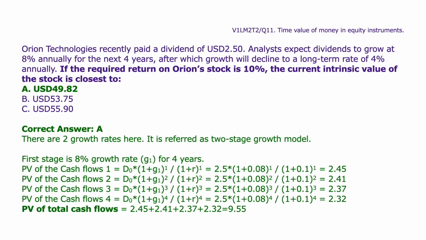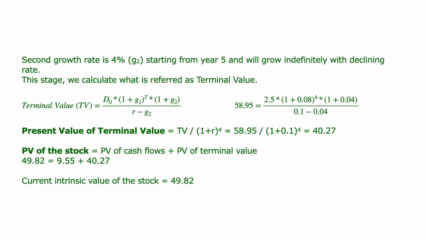First stage, get the present value of the cash flows. Second stage, get the present value of the cash flows if they grow indefinitely at a declining rate. Remember to use the second growth rate on the year 4 dividend to calculate the terminal value. Don't forget to get the present value of the terminal value. The current intrinsic value equals the present value of the cash flows plus the present value of the terminal value.